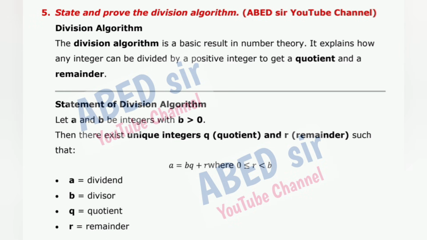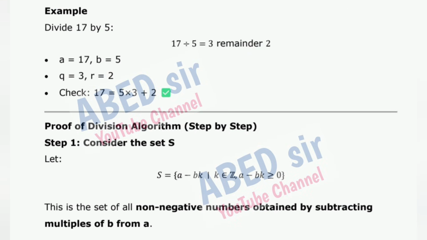a is equal to the dividend. b is equal to the divisor. q is equal to the quotient. r is equal to the remainder. Example: divide 17 by 5. 17 divided by 5 equals 3, remainder 2. a is equal to 17, b is equal to 5. q is equal to 3, r is equal to 2. Check: 17 is equal to 5 times 3 plus 2.